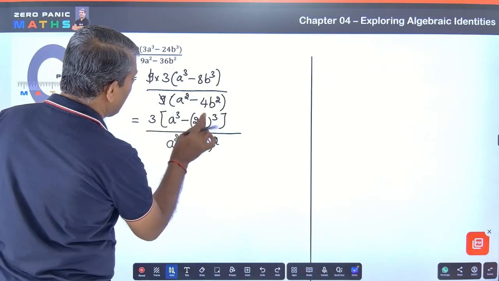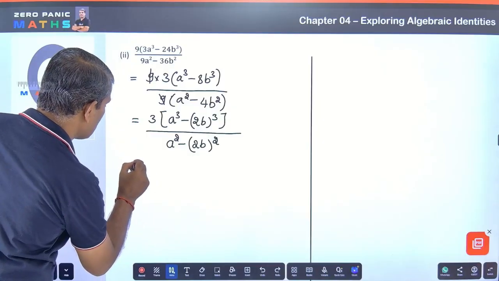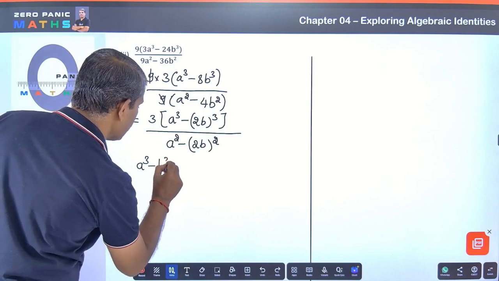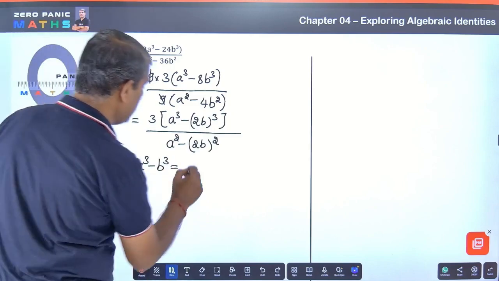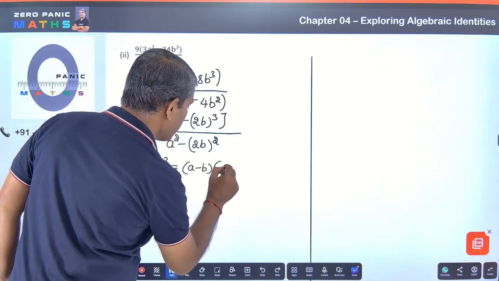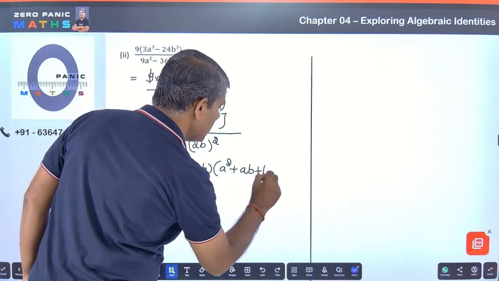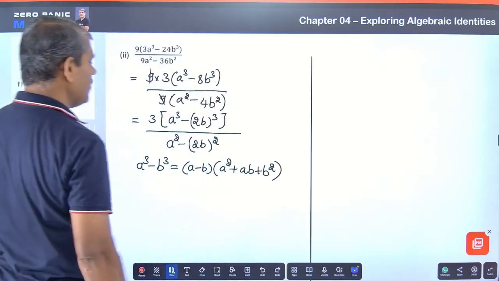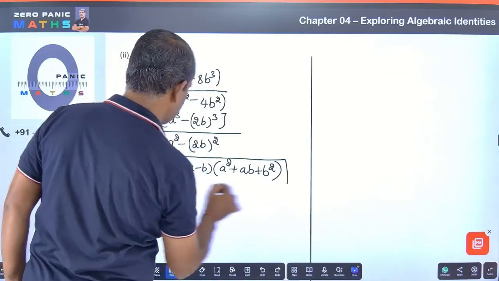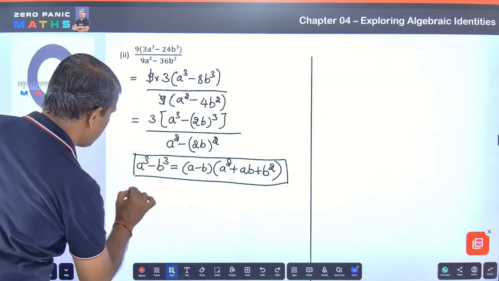Let me write the identity that a cube minus b cube satisfies first, just for the reminding purpose. a cube minus b cube is equal to a minus b into another bracket, a square plus ab plus b square. So this is the formula we are using in the numerator. Just underline this, and let us apply that formula here.